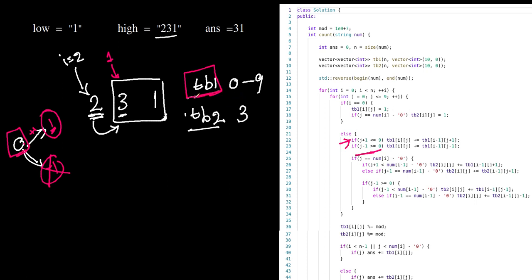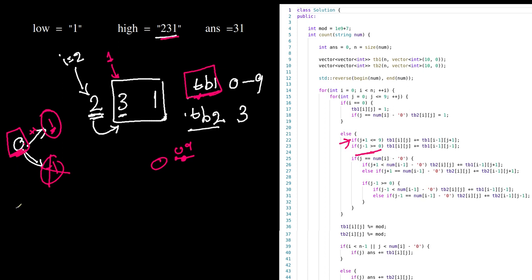And the reason we use TB1 is because the current value is 0, the current j is 0, so no matter what the value between 0 and 9 at this digit, still the number will be less than 231. This is why we are using TB1 in this case.